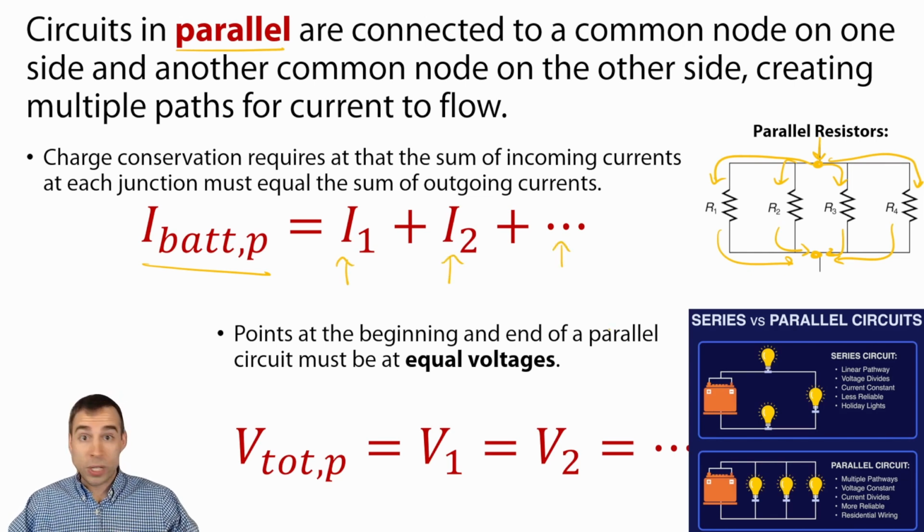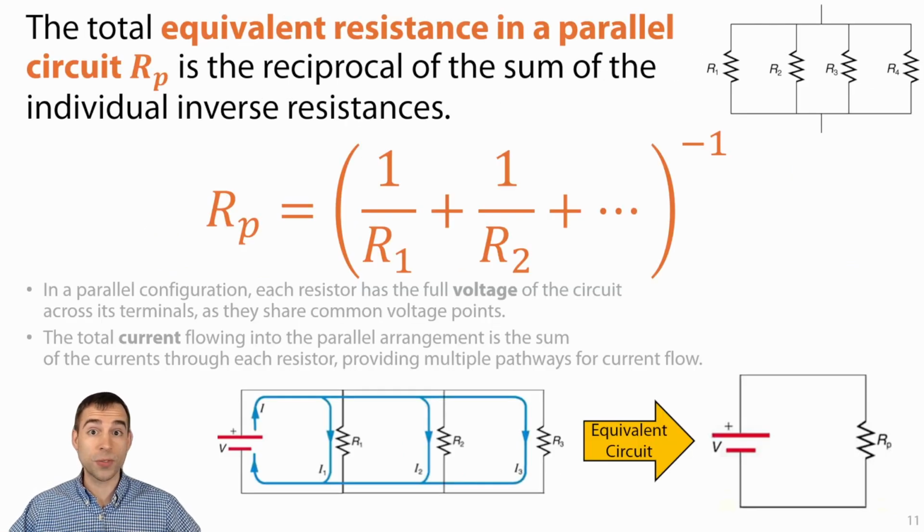However, the potential difference between the 2 points of the junction at the start and at the end will always be the same regardless of which path you take. The voltage drop across each individual path in a parallel connection is equal. You'll notice that this is the opposite type of arrangement that we had for series circuit elements. So there are also rules for calculating the equivalent resistance of parallel resistors.